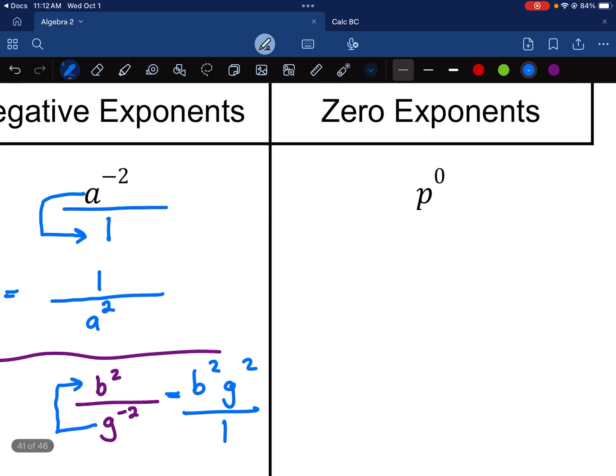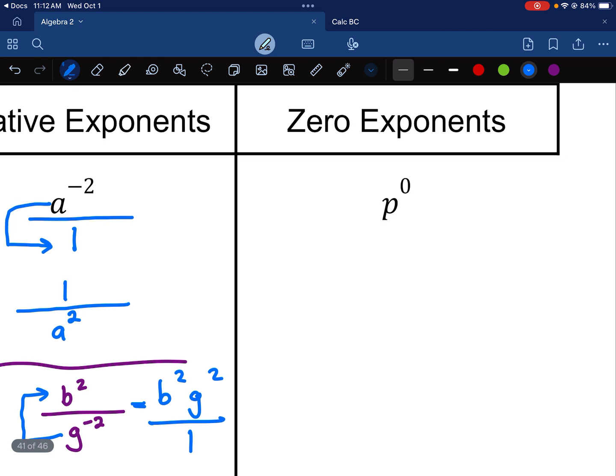The final thing we need to remember about our properties of exponents is when we have a 0 as an exponent. The most important thing to remember is anything to the 0 power is always 1. And that's it. That's a zero exponent.